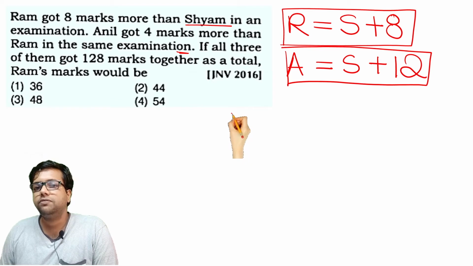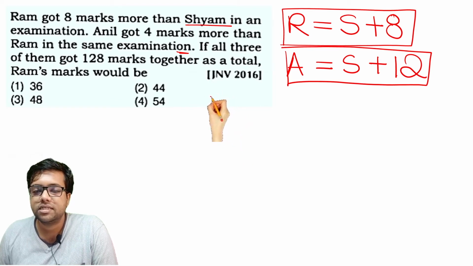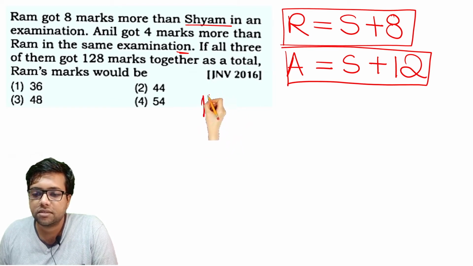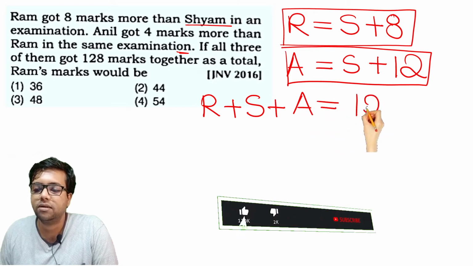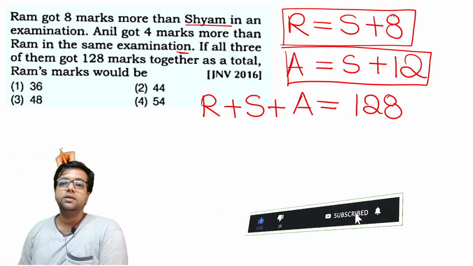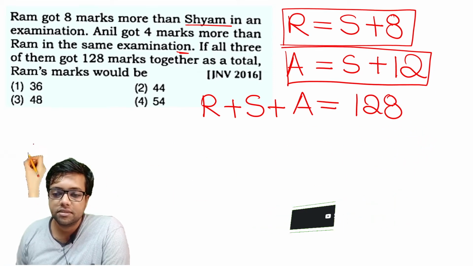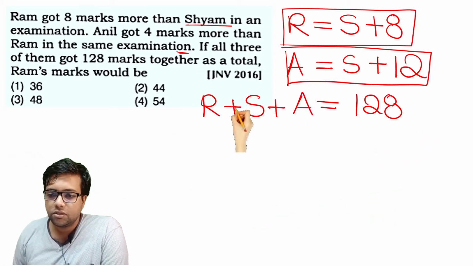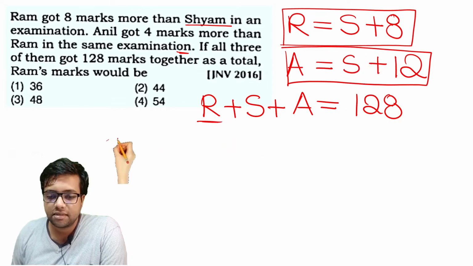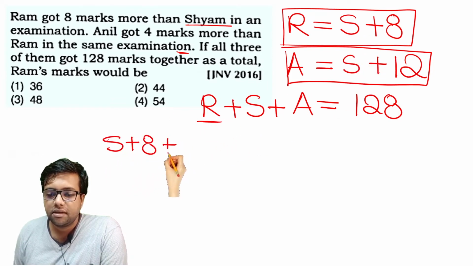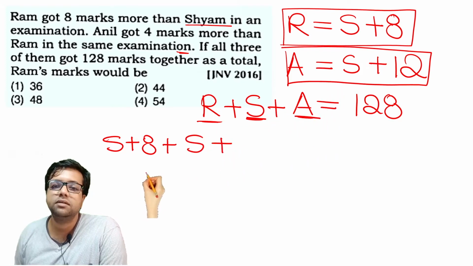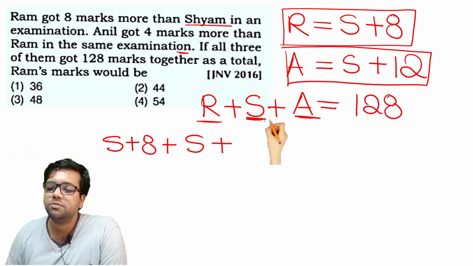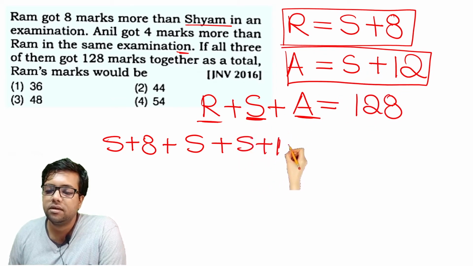So all of their marks will sum up to 128. Let us add all of their marks: Ram plus Shyam plus Anil's marks will sum up to 128. What is Ram's marks? We have S plus 8 as Ram's marks, right? And Shyam's marks we don't know, so keep it S as it is. Anil's marks is S plus 12, which is 12 more than Shyam's marks.